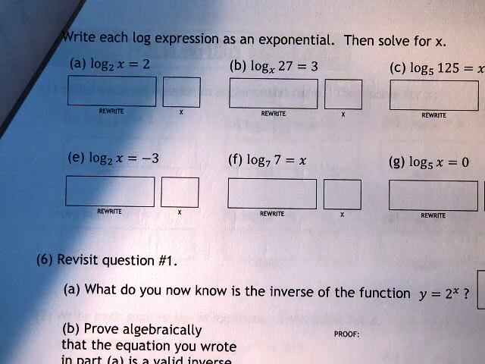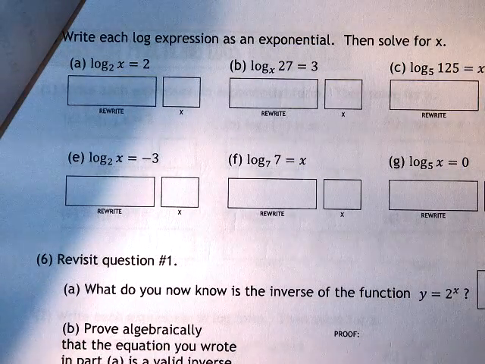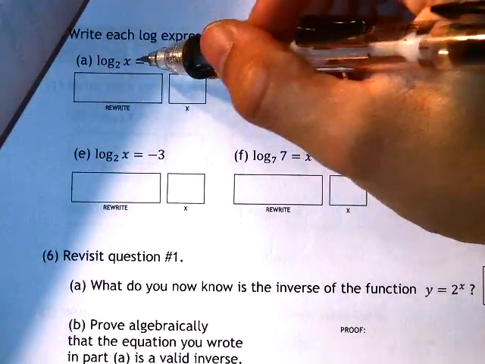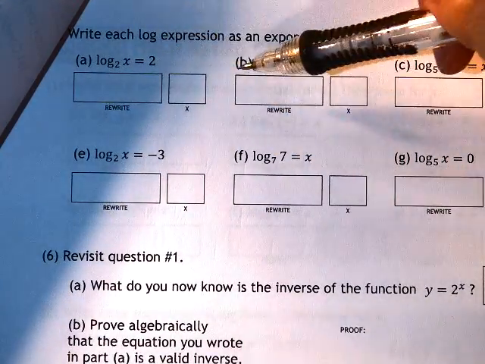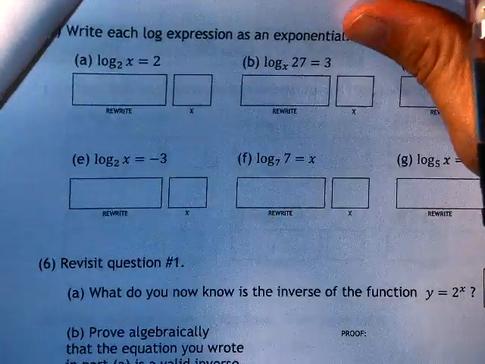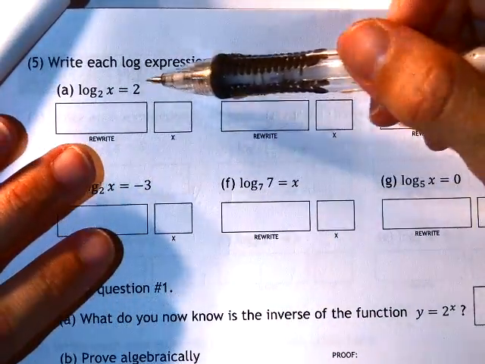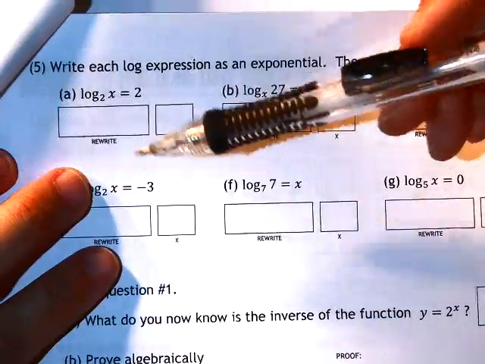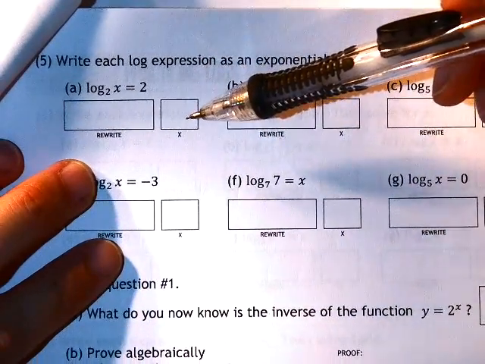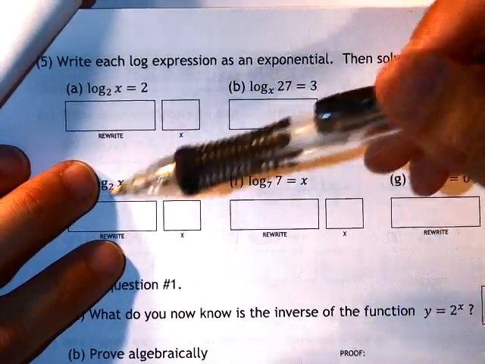In question number 5, we'll go backwards from what we were doing in number 4. By giving us a log expression, they're going to ask us to write it as an exponential. So hopefully you can start to see the connection that logs and exponentials go together. Namely that log is the opposite of an exponential and that exponential is the opposite of a log.